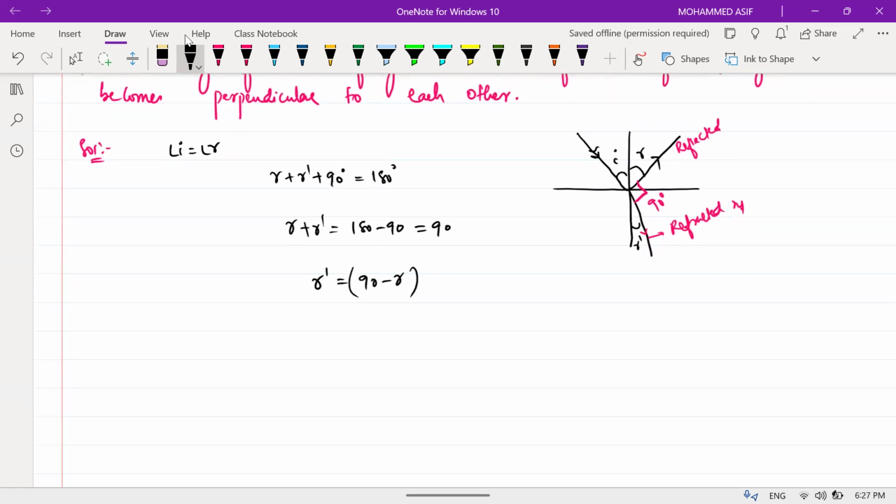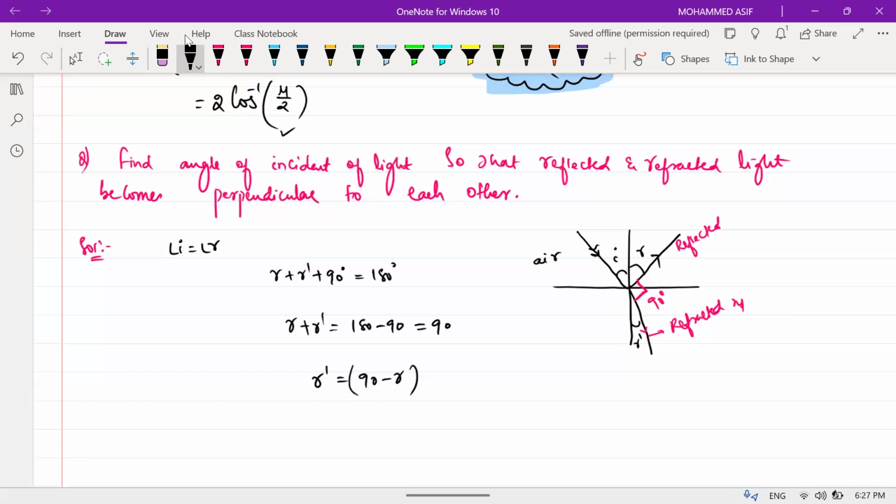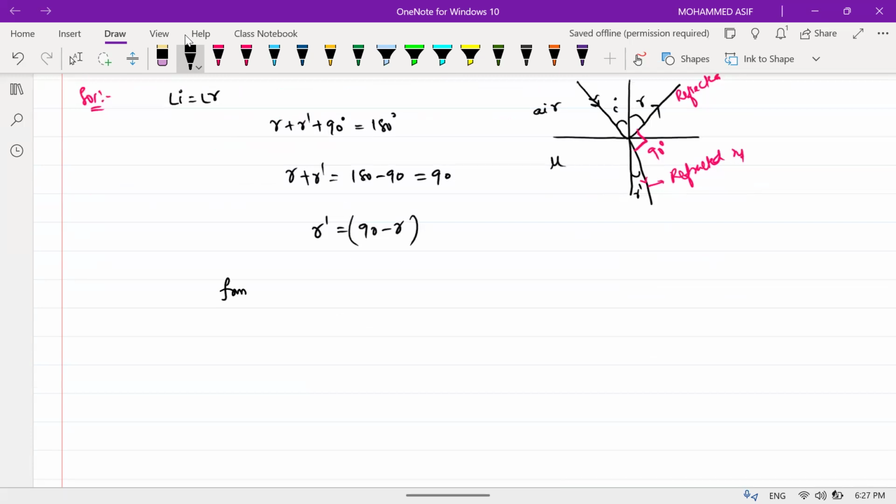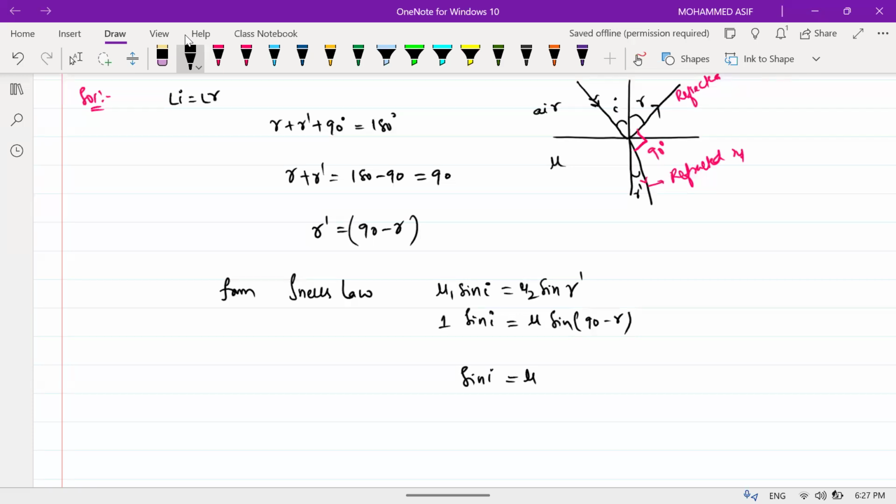Now apply Snell's law, beta. If this is, say for example, air and this is medium mu. From Snell's law, mu1 sine I is equal to mu2 sine R. Mu1 is 1 into sine I. Mu2 is mu into sine of the angle of refraction, which here is 90 minus R. So sine I is equal to mu sine of 90 minus theta, which is nothing but cos theta.